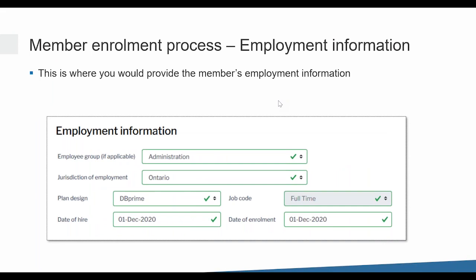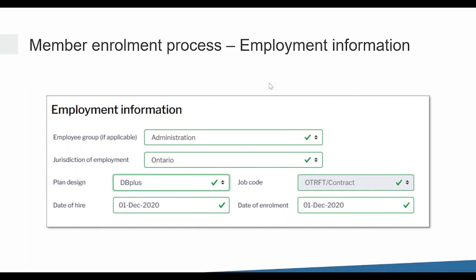The employment information section will ask for the employee group, which will be required for a college employer. It will also ask for jurisdiction of employment, the plan design the member is enrolling in, and the job code of full-time or part-time. Here you will also provide the date of hire and date of enrollment. Here is an example of an employee who is enrolling in the DB Plus plan design with a college employer.